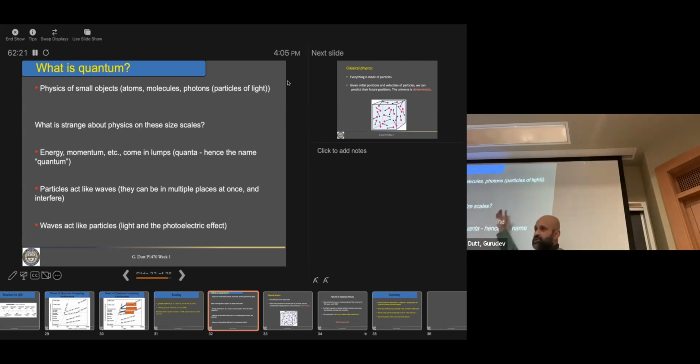And the next question is, okay, so what is so different about physics at these length scales? One of the big differences that people had never expected or didn't understand before they understood quantum mechanics is that it suddenly turns out that energy and momentum come in lumps, in little packets. And the size of these packets is governed by something called Planck's constant, which is an important fundamental constant of nature. When you think about it, it seems kind of weird, right?